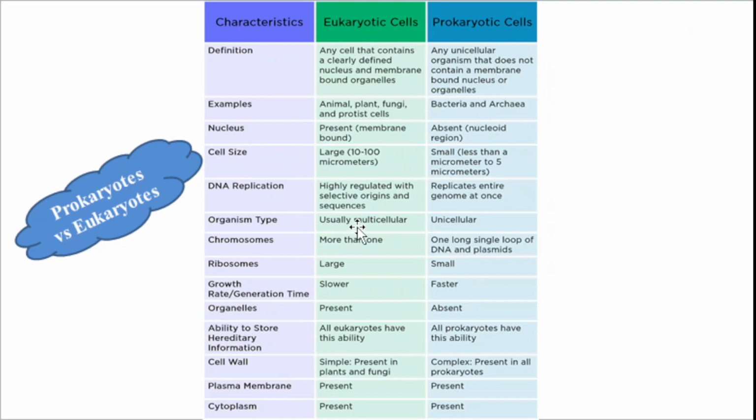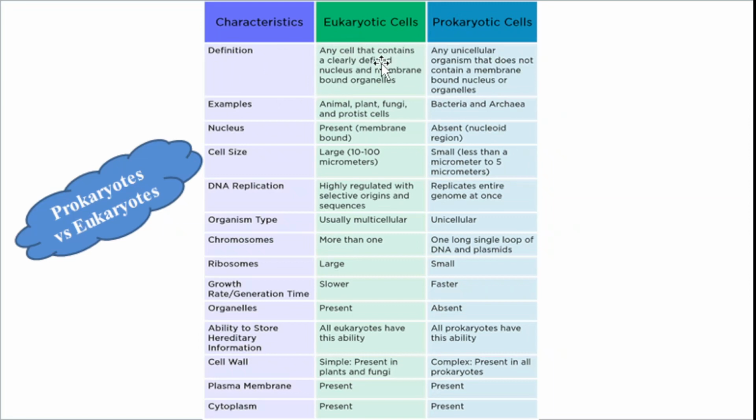Here is another difference between prokaryotes and eukaryotes, with different tables and flow charts. So we are going to see the differences, the characteristic features of eukaryotic cells and prokaryotic cells. The first one is definition. What is the definition of eukaryotic cells and prokaryotic cells?